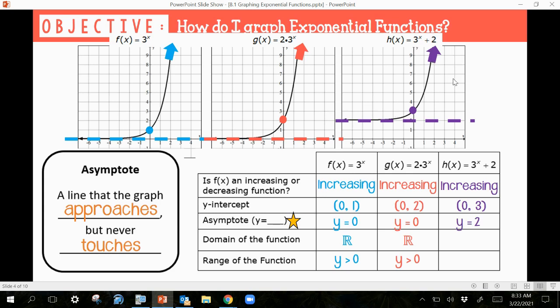Domain, left to right, I see arrows both ways. And for the range, my graph is above my asymptote still, so I am going to have a greater than again. But what is it greater than? Is it still greater than 0? That's too low, right? We want to say whatever our asymptote is. This will always be the same as the asymptote. So this time it's going to be y is greater than 2.